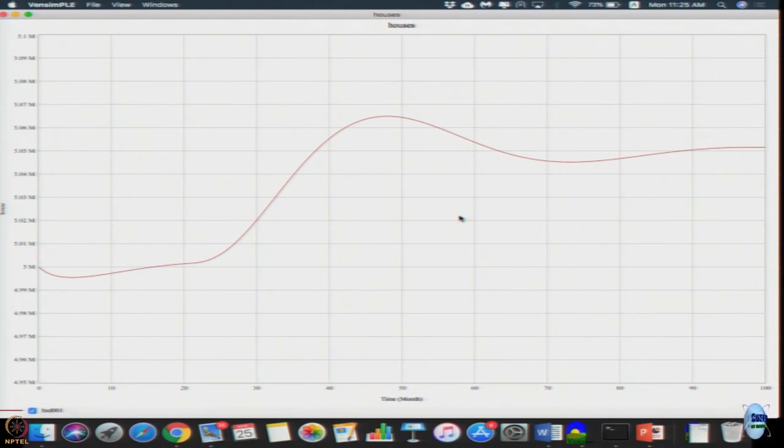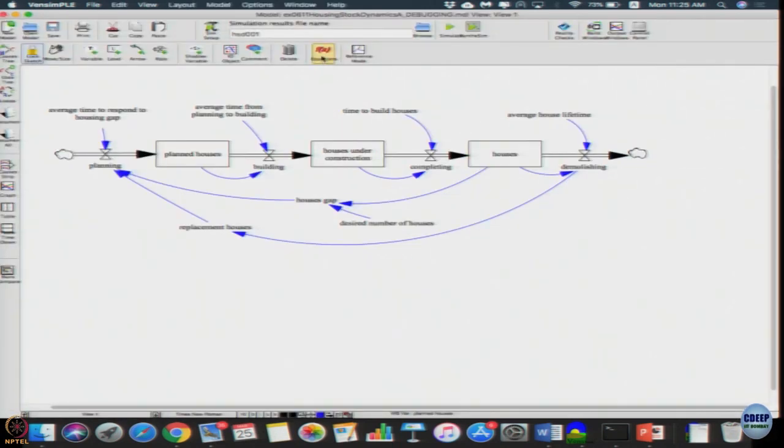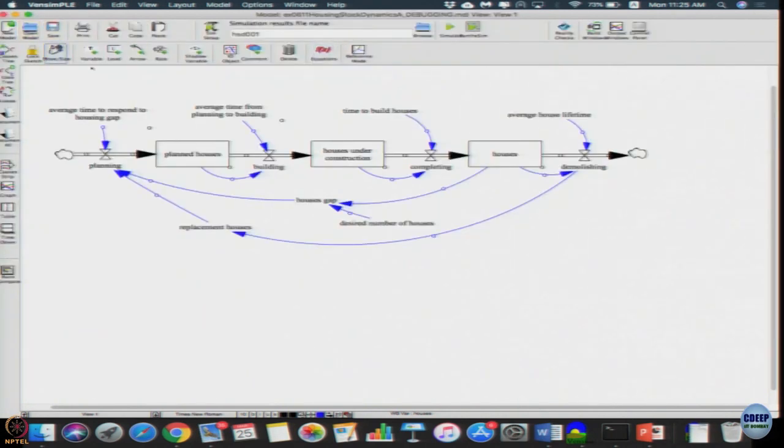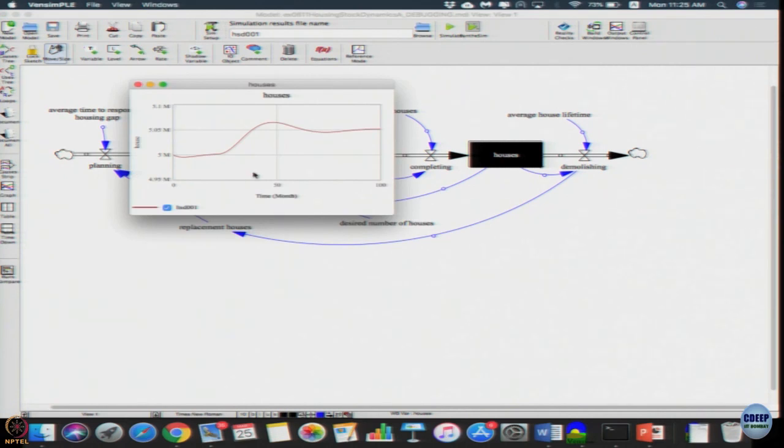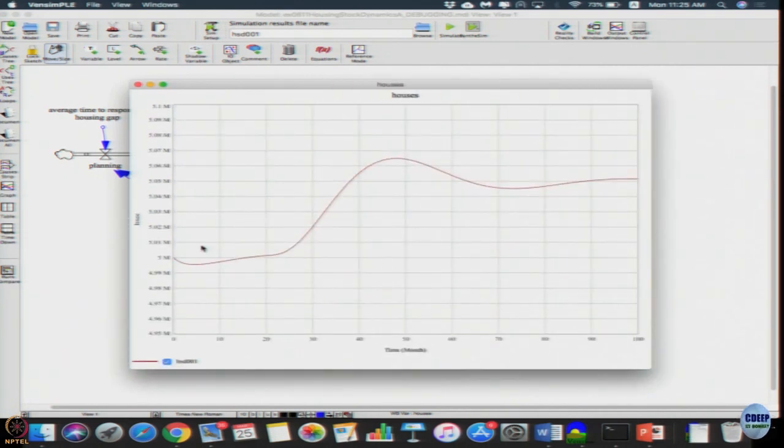Now, the condition that was given was that the model was supposed to start in dynamic equilibrium, right? And it was also given that the desired houses was 5 million plus a step of 50,000 at month 20. So a step function is given. That means until time is 20, it should be flat. But here I am already seeing dynamics at time 0 or time 1 itself. That means the model is not in dynamic equilibrium.